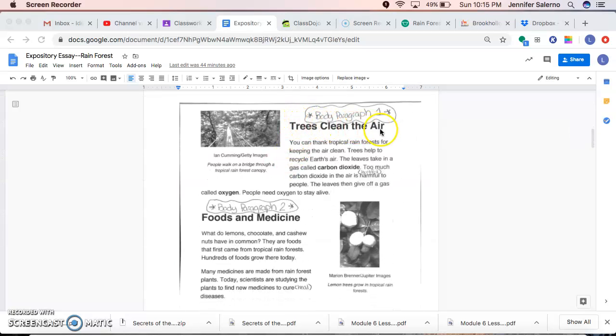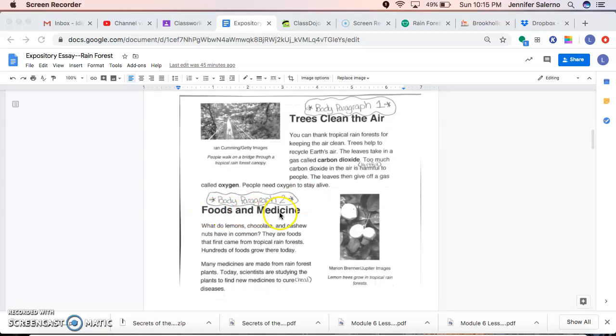Trees clean the air. You can thank tropical rainforests for keeping the air clean. Trees help to recycle Earth's air. The leaves take in a gas called carbon dioxide. Too much carbon dioxide in the air is harmful, which means hurtful, to people. The leaves then give off a gas called oxygen. People need oxygen to stay alive.